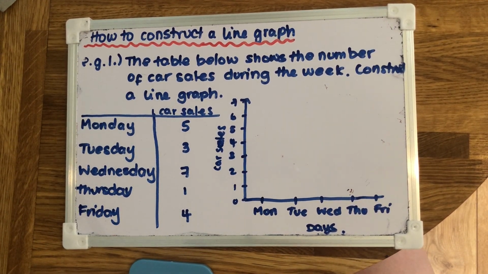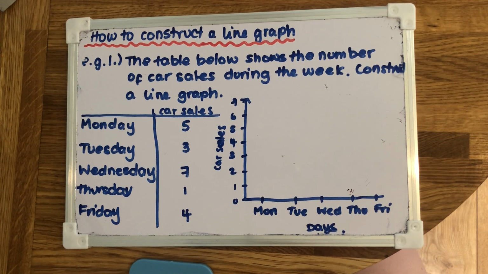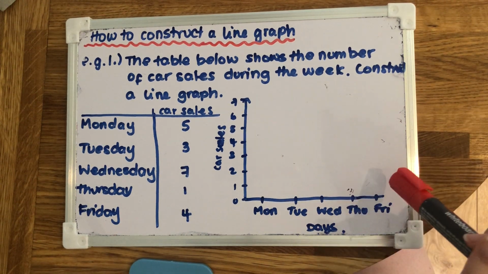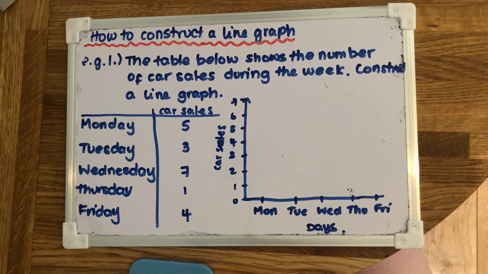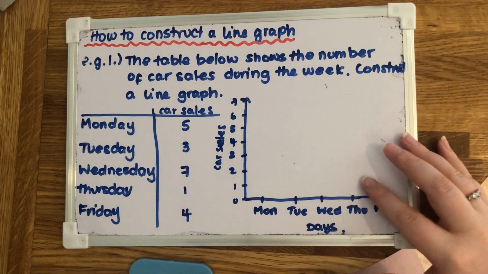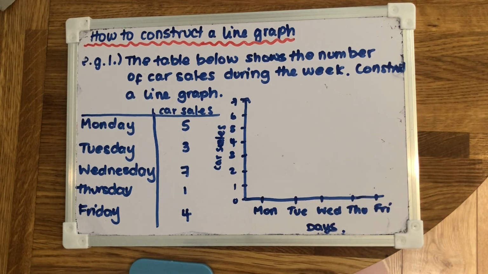So for this one, example 1, the table here shows the number of car sales that they make during the week. So Monday, Tuesday, Wednesday to Friday. Now the numbers that were given were only up to 7, so when I drew my table I decided just to go up to 7, and I thought I could just go up in ones. So just make sure that you use good judgment. Obviously if the numbers were much higher, then I'd have to change the scale. These are quite easy to do and they're quite nice to do.